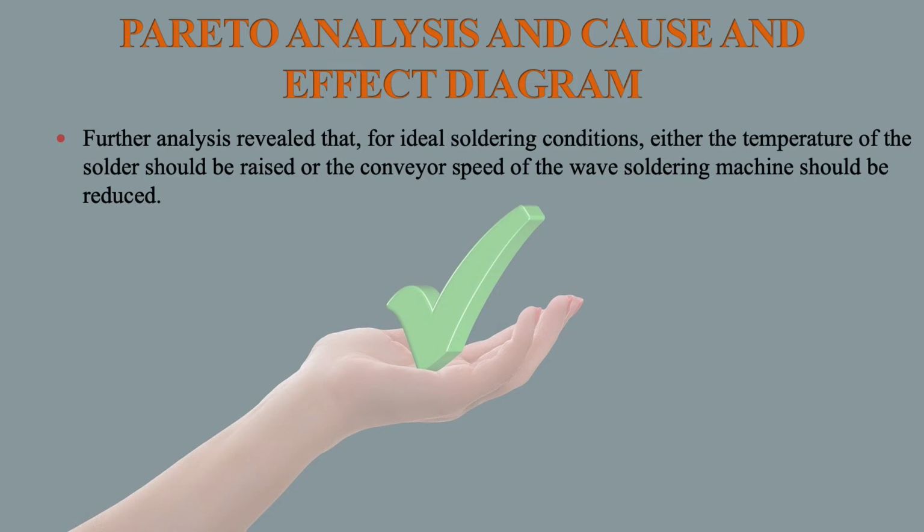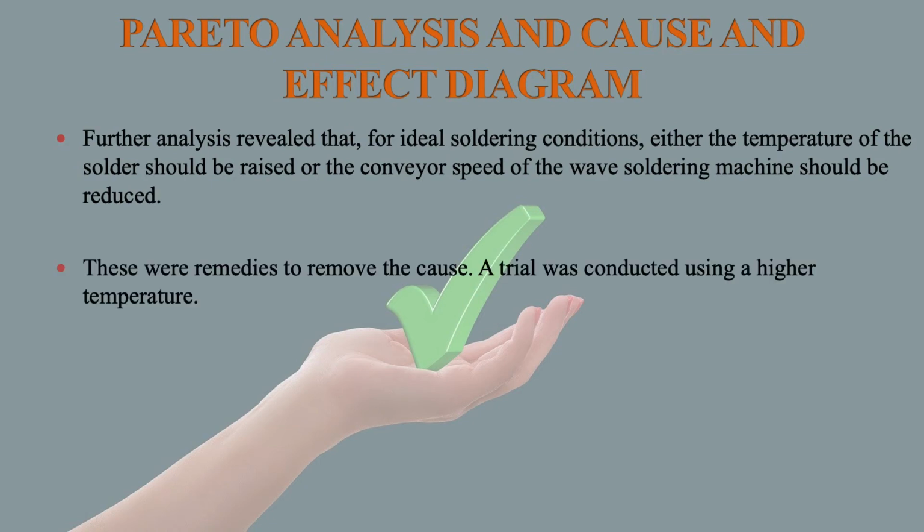Further analysis revealed that for ideal soldering conditions, either the temperature of the solder should be raised or the conveyor speed of the wave soldering machine should be reduced. These were remedies to remove the cause. A trial was conducted using a higher temperature. This resulted in an improvement in reduced solder defects without any adverse effects.